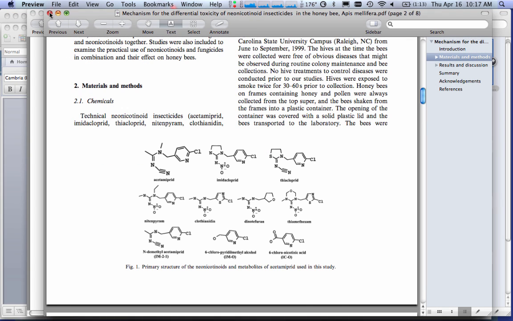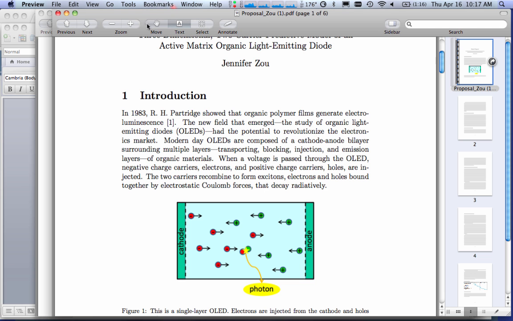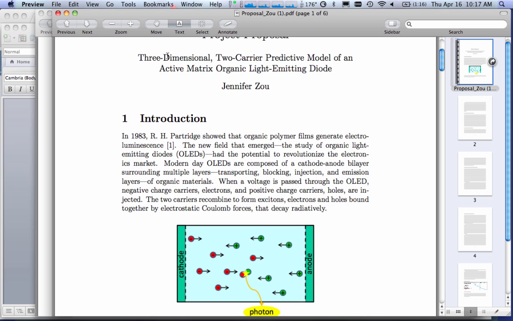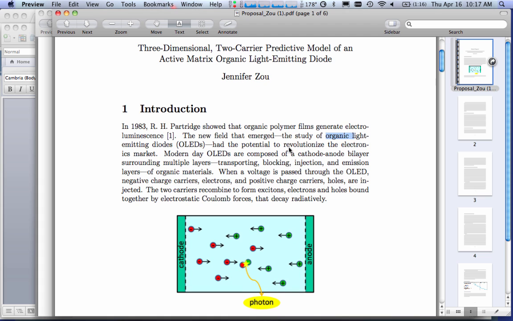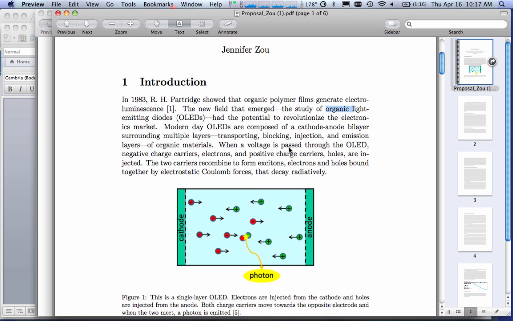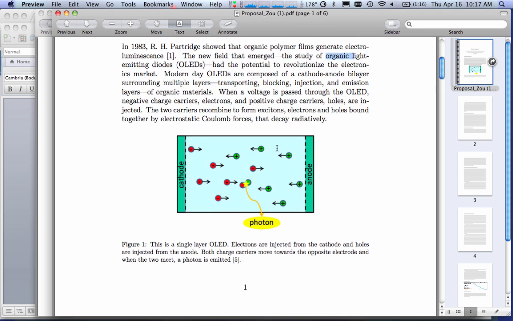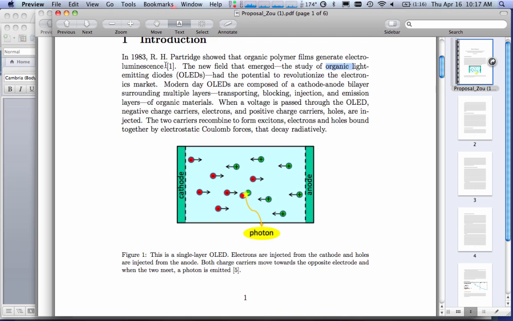I currently have a student in my research program who is interested in looking at how electrons go through diodes and are the basis for light-emitting diodes or LEDs. She's specifically interested in organic light-emitting diodes, and this is the proposal she submitted for her research work.